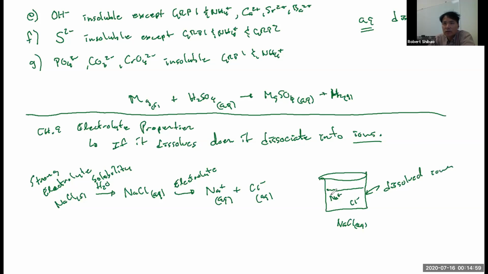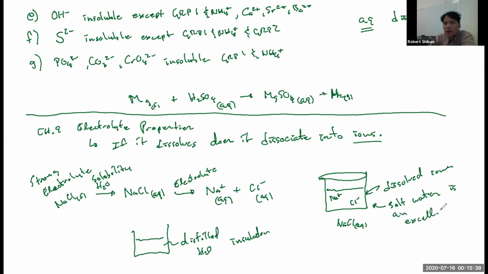Electrolytes actually conduct electricity. Do you know pure water does not conduct electricity? If I have pure water, let's call it distilled or purified water, distilled water is what we call an insulator. It doesn't really conduct electricity. You need salts dissolved in the water. So sodium chloride, this is an excellent conductor of electricity. Salt water is an excellent electrolyte, an excellent conductor of electricity. It depends on how much salt.